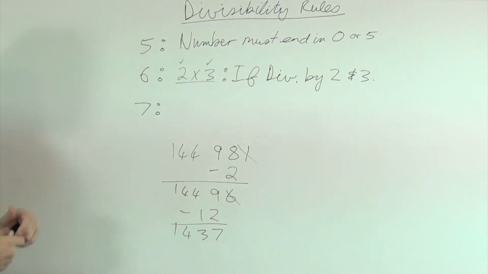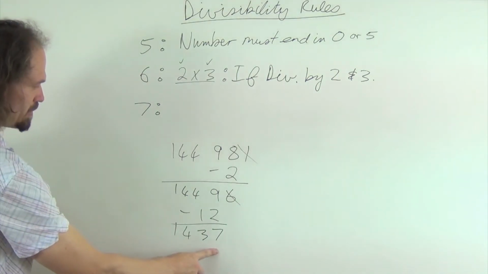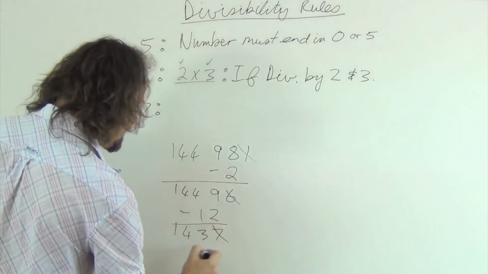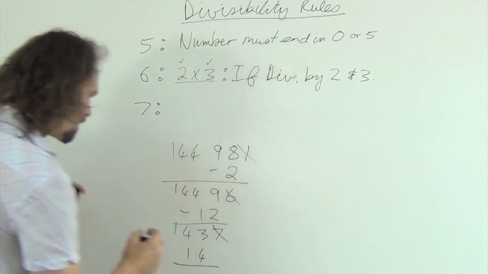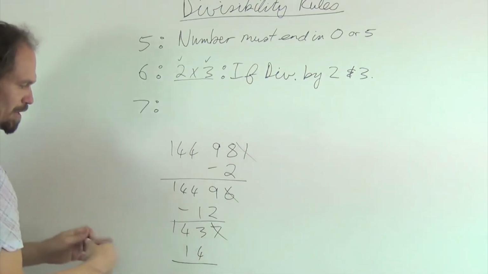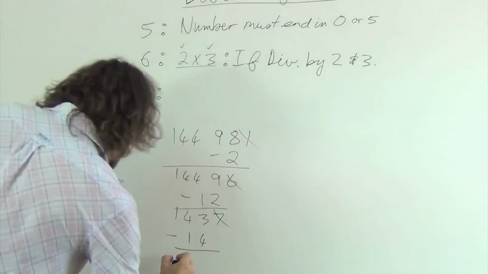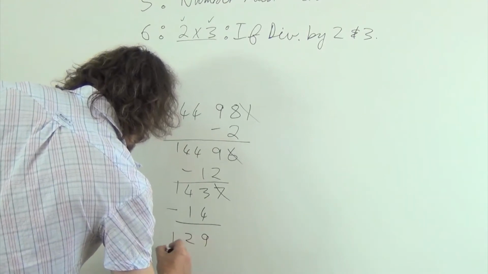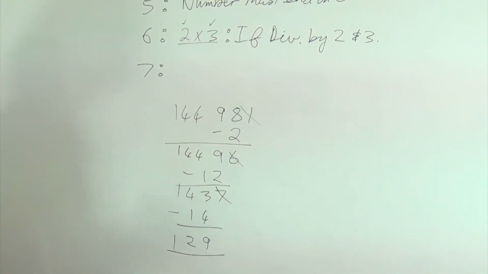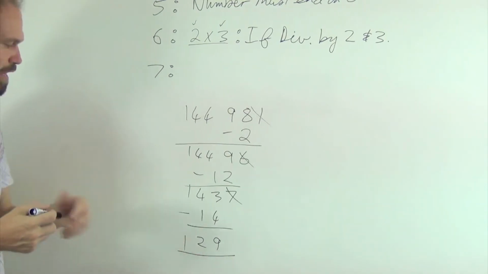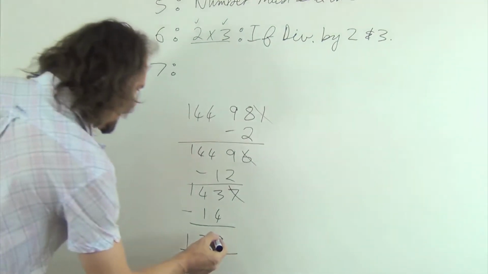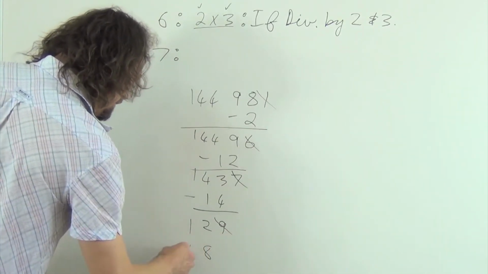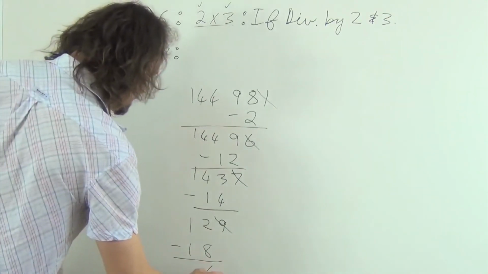1437. Does 7 go into that? I'm still not sure. So I take the 7 away, times it by 2, subtract 14 from that. So I get 129. Then I go, can 7 divide into that? I'm still not sure. I take the last number away, minus, oops, I shouldn't have done that. Minus 18 from that, I get, whoops, negative 6.